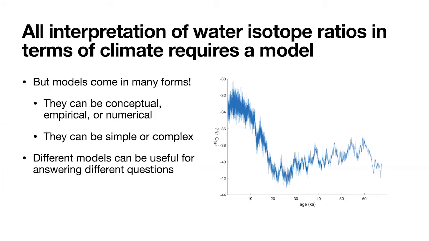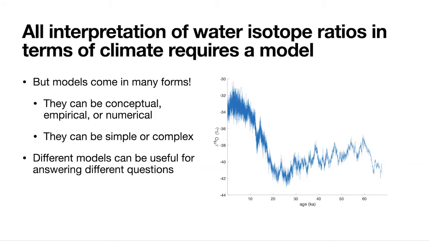We often think about a disconnect between the field of geochemistry and modeling, but all interpretation of water isotopes requires a model. However, models come in many forms. You can have qualitative models or quantitative models. You can have empirical or statistical models, or you can have physics-based numerical models. Models can be very simple or extremely complex. But it always takes a model to make interpretations.